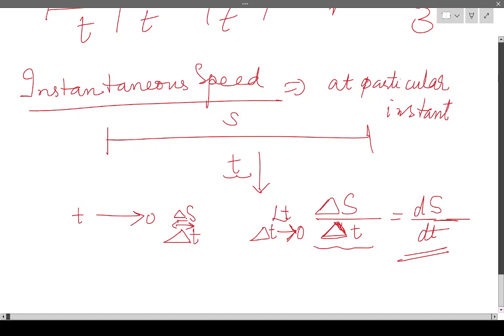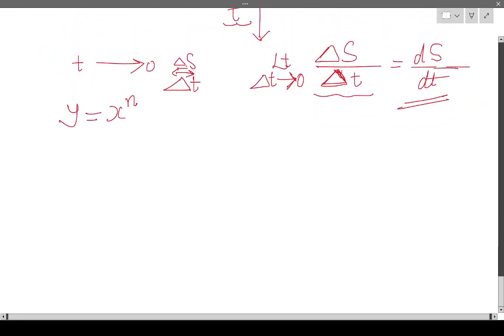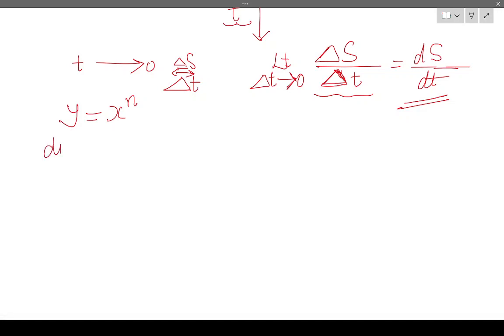Mathematically, you should know that if y is equal to x to the power of n, and you differentiate it, how can you do that? I will write it as dy by dx, differentiating y with respect to x. dy by dx is equal to n into x to the power of n minus 1.